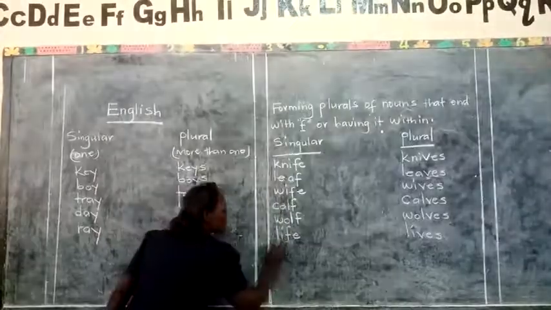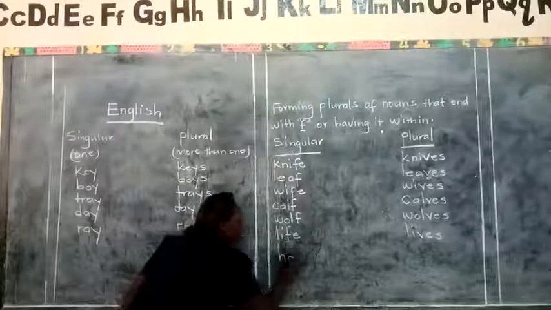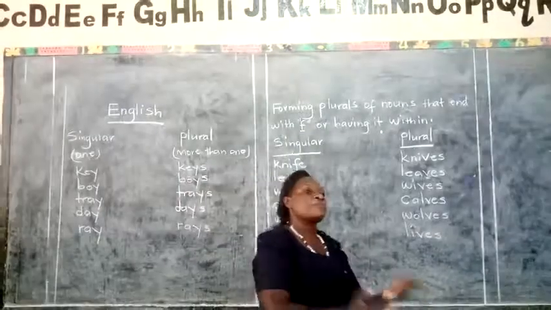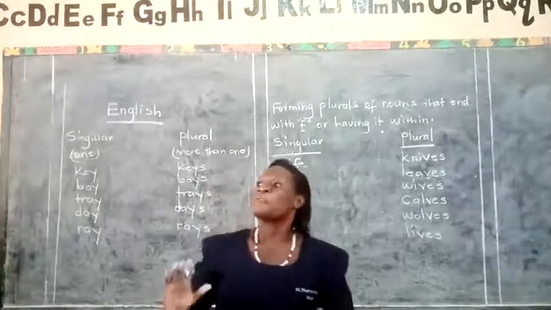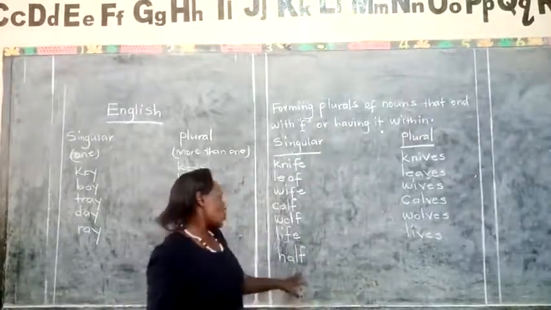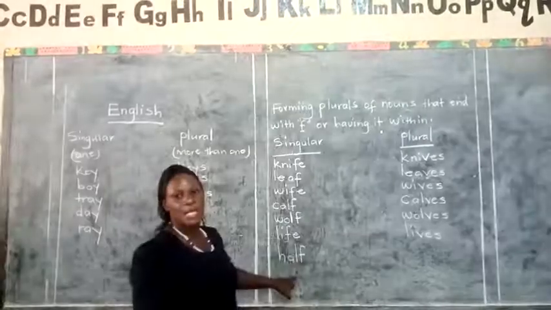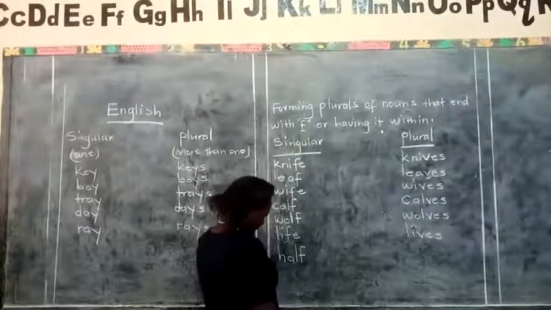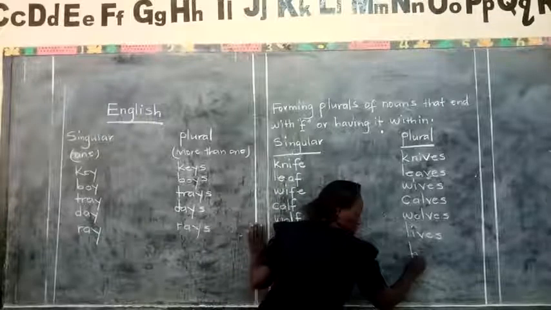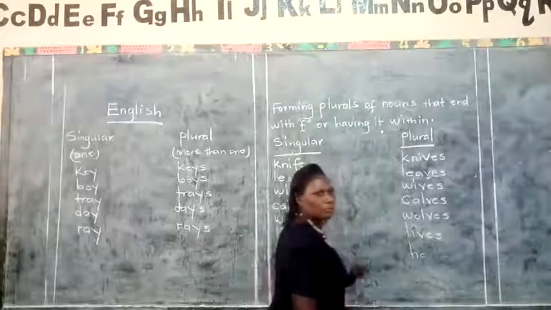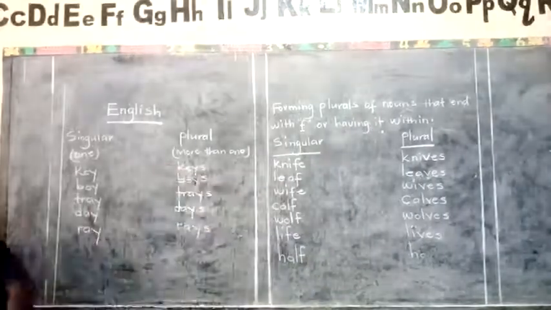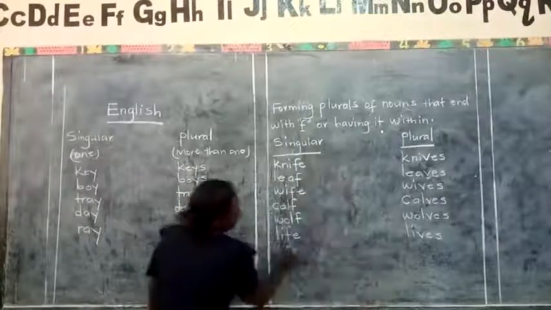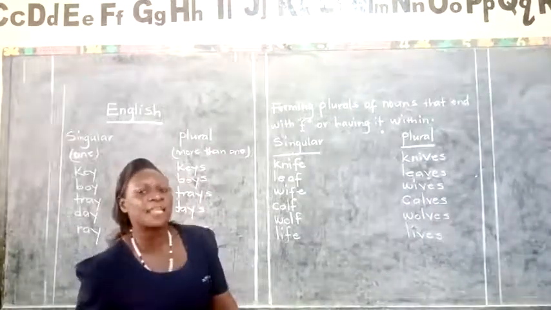Then we also have this noun here. Half. Half of bread. Half of a mango. Half of an orange. So, if those halves are more than one, we can say halves. Sorry, with this one, it doesn't move with that. Let us leave it.